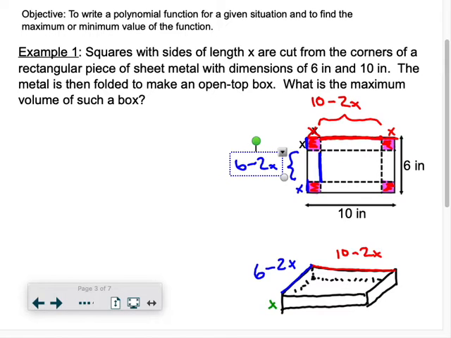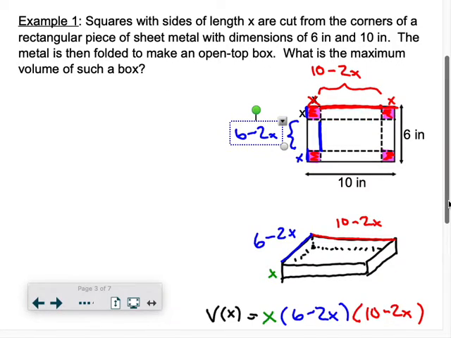Now if I remove the x's and fold the sides to make a box, this is essentially the 3-dimensional shape that we're looking at, where in the red here, that dimension is going to measure 10 minus 2x for the 2 squares you cut off of that side. And on the other side here, that's going to be 6 minus 2x for the 2 squares you cut off of that side. And then the height of the box here is x. That's this height right here.